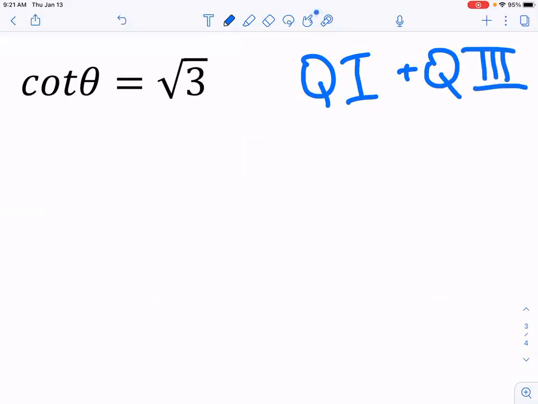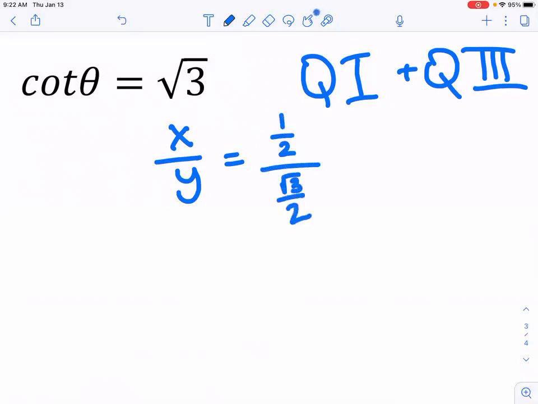3. Okay. Now, we need to figure out an x over y ratio that's going to equal radical 3. Maybe some of you know off the top of your head what this is going to be. Maybe some of you don't. Okay. So let's just trial and error. We have two different options. We can take 1/2 divided by radical 3/2, or we can take radical 3/2 divided by 1/2.